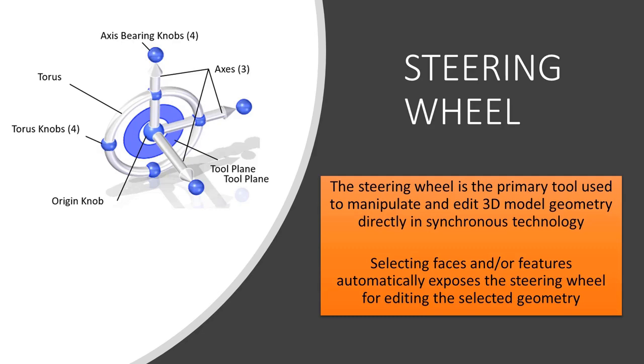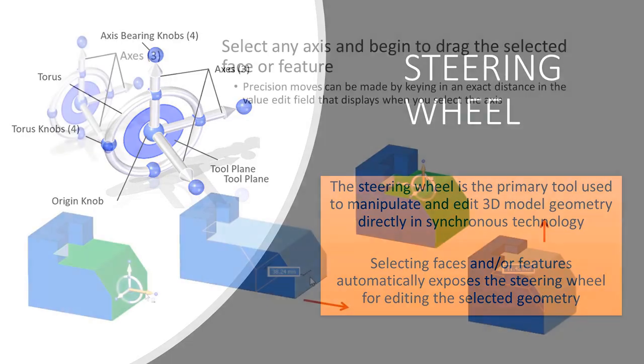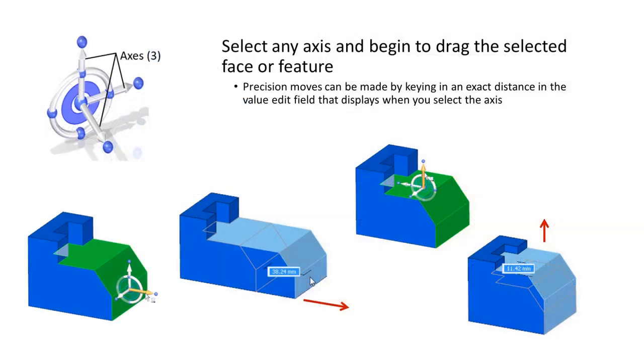The steering wheel, I call it the magic wheel, is the primary tool used to manipulate and edit 3D model geometry directly in synchronous technology. Selecting faces and features automatically exposes the steering wheel for editing. And these are some of the examples we're going to look at.